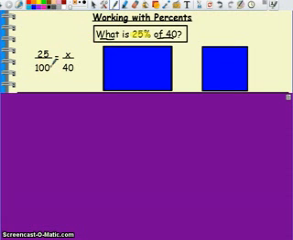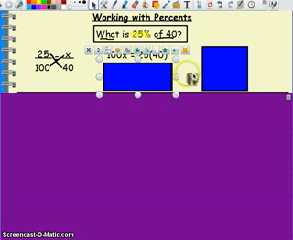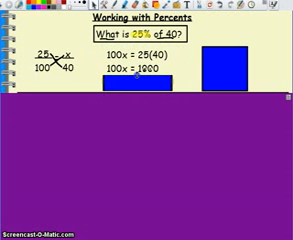So I'm going to diagonally multiply my denominators and numerators. So I have 100 times x is going to be equal to 40 times 25. So now I have an equation. 100x equals 25 times 40. Well, I know that 25 times 40 is 1,000. So 100 times some number equals 1,000.